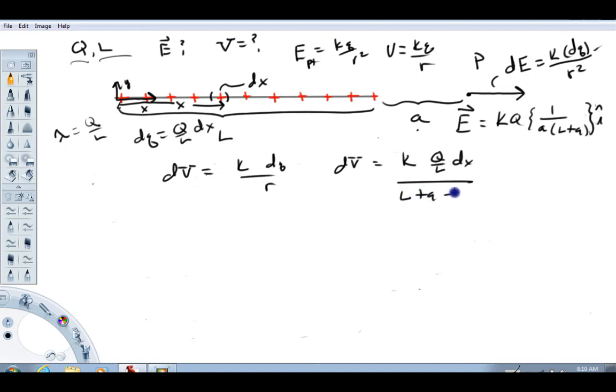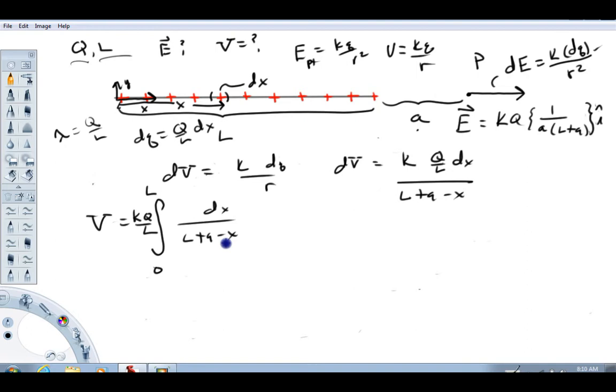L plus A minus X. Total electric potential, we're going to add these all up from 0 to L. These are constant, they can come out in front, KQ over L, and we have just dx over L plus A minus X. I'm going to go ahead and walk through the substitution for this. Many of you probably can integrate this in your head.